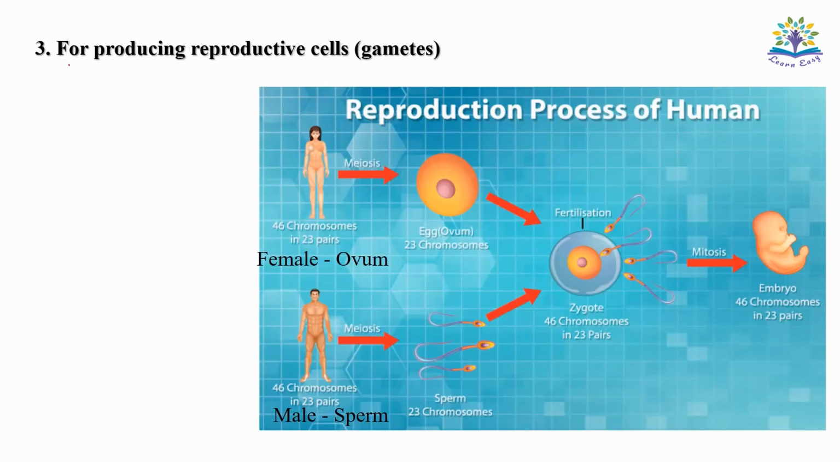The third reason is for producing reproductive cells called gametes. In a human female, the ovary is the female reproductive organ, and in a human male, it is the testis. They have a special kind of cell called germ cell, which undergoes a type of cell division called meiosis to form egg or ovum and sperm. These cells will fuse together to form the zygote, which will grow into a baby.